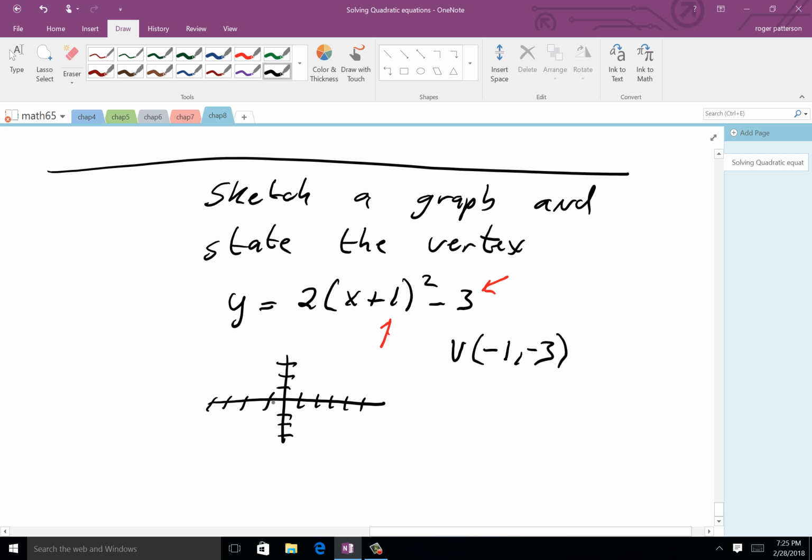That's my vertex. Now I'm going to look at the A. Is A positive or negative? Positive, so that means it's opening up. Now I'm not going to get too excited about whether you make it wide or narrow, because it's kind of hard to figure that out. But I just want you to see it opening up and down. Make sure we get the vertex right. So it's really nice to sketch these when they're in vertex form.